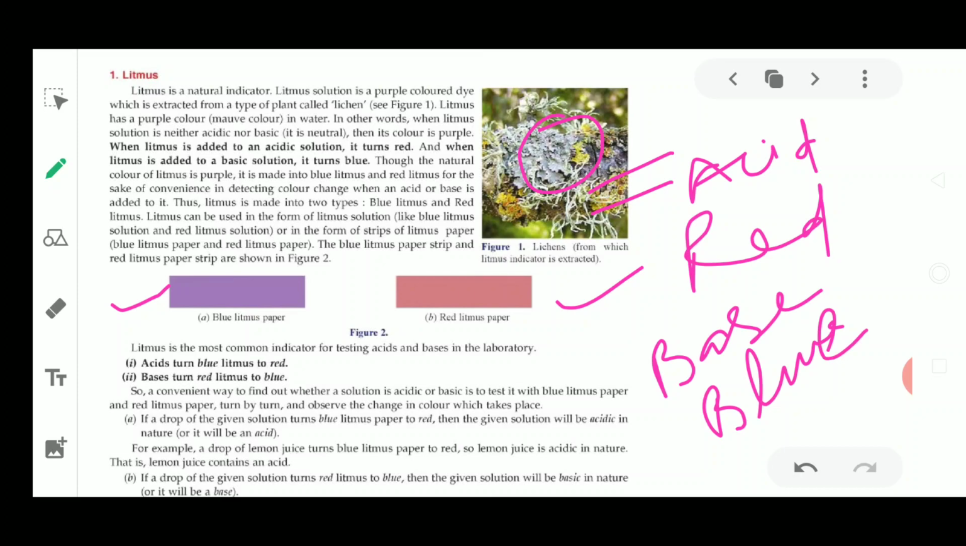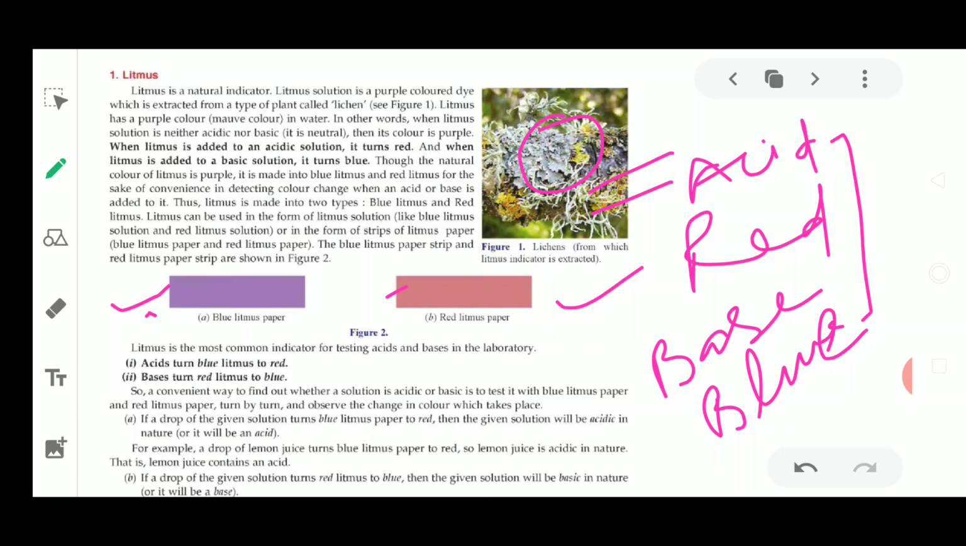So why is this changing? It is because it is an indicator which changes color, and because of the change in color we find out whether the substance is acidic or basic. Litmus is made in the form of paper. This liquid, which is transparent in nature, is used in the form of blue litmus paper and red litmus paper. This becomes more convenient for detecting the color change. So litmus is of two types, blue litmus and red litmus.